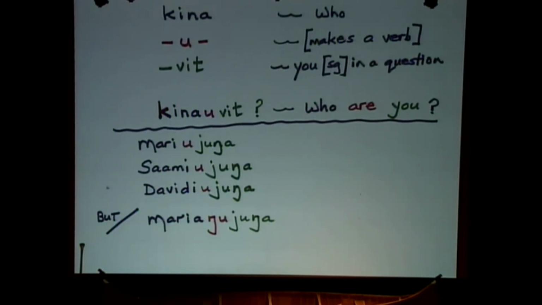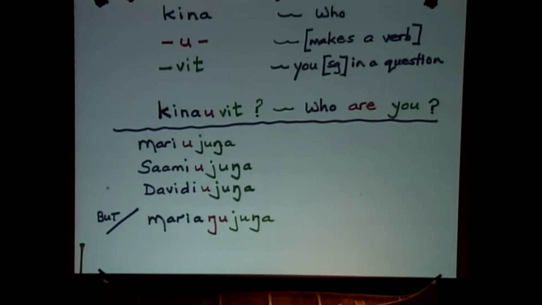And the answer is pretty easy if you know your name. It is Mary, if your name is Mary. Mary uyunga, I am Mary. Sami uyunga, I am Sami. David uyunga, I am David. Unless your name ends with two vowels.